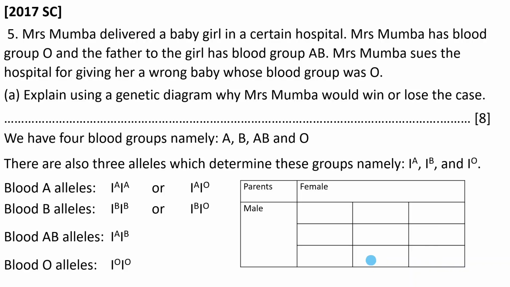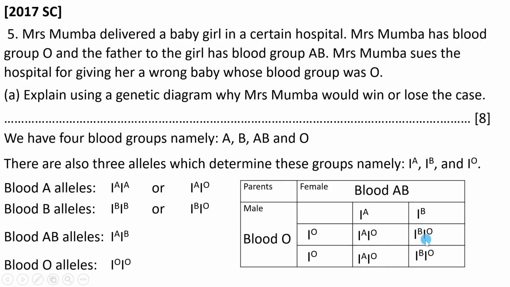Then another condition, let's say we have blood group O and blood group AB. So what happens? Blood group O is always homozygous. These are the alleles. Blood group AB is always heterozygous, which is the A and B here. So when they are crossing, we have AO, here we have BO, here we have AO, and then here we have BO.